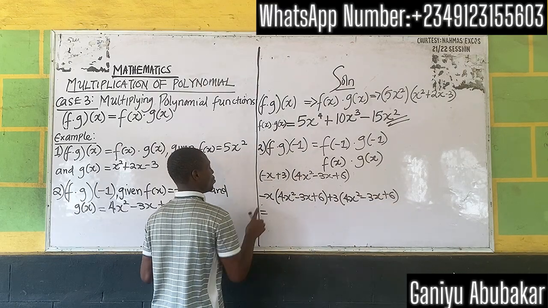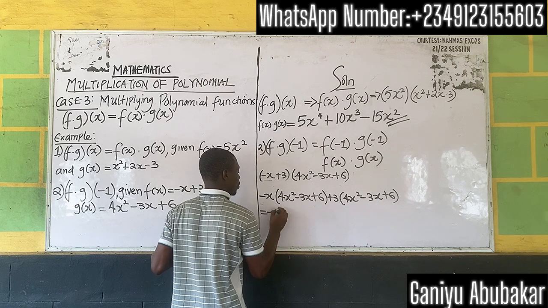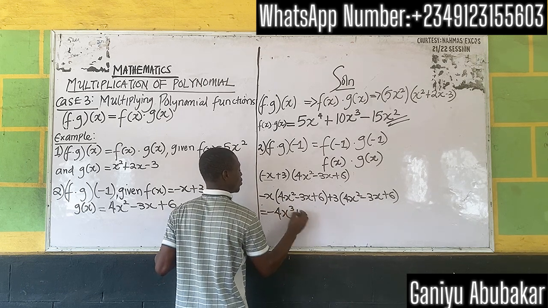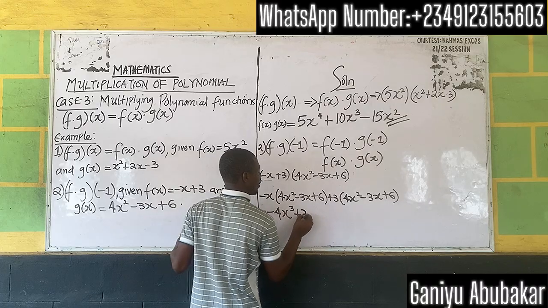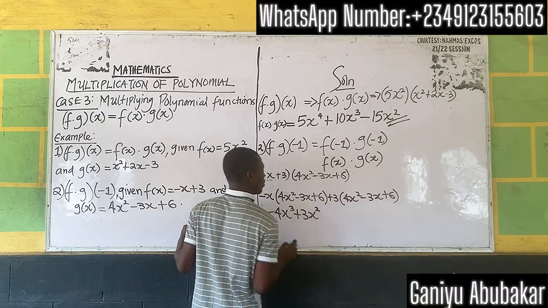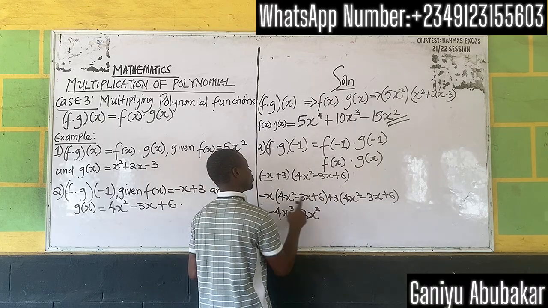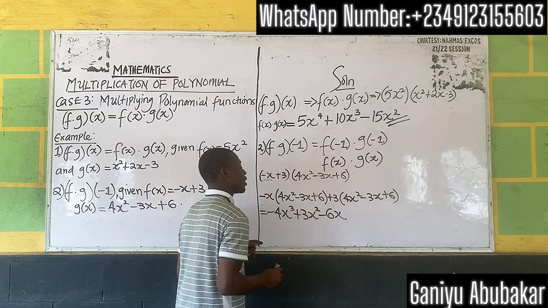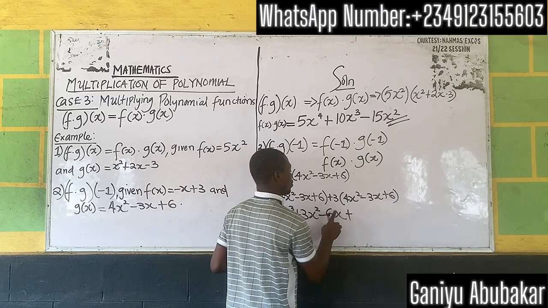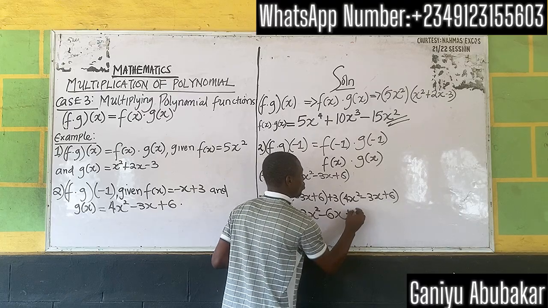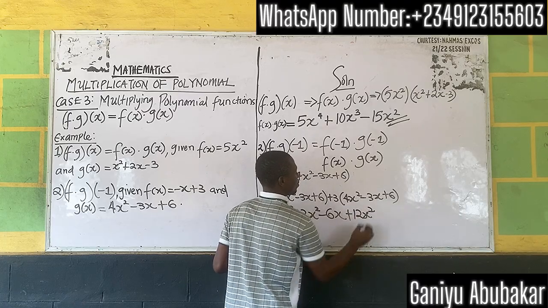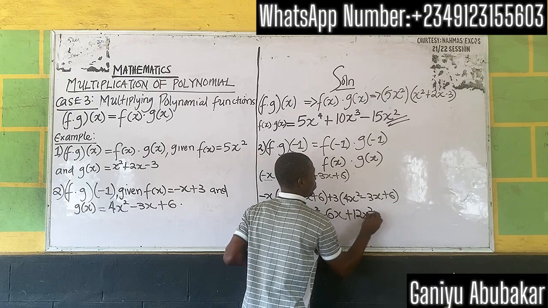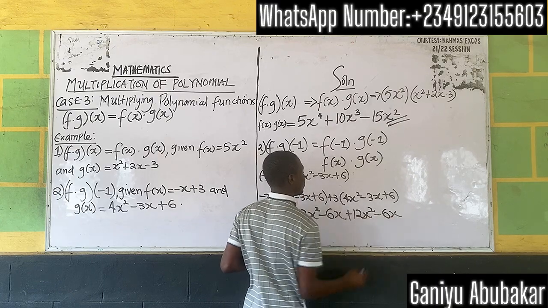This is equal to minus x times 4x squared. That gives you minus 4x cubed. Minus times minus gives you plus x times 3x. That is 3x squared, right? Minus x times plus 6. That gives you minus 6x. Next up, plus 3 times 4x squared, that gives you 12x squared, plus 3 times minus 3x, that gives you minus 6x.